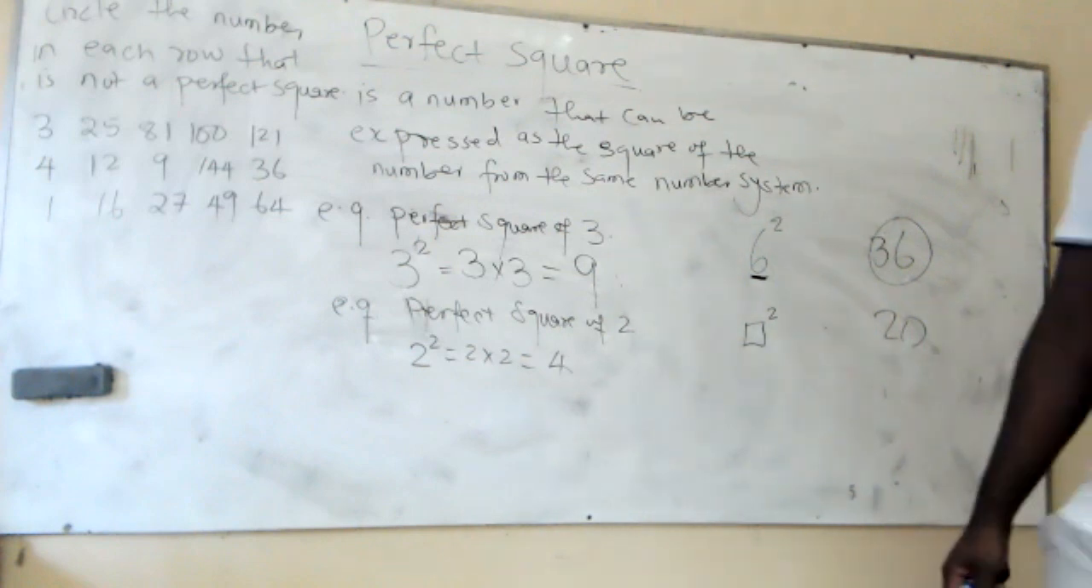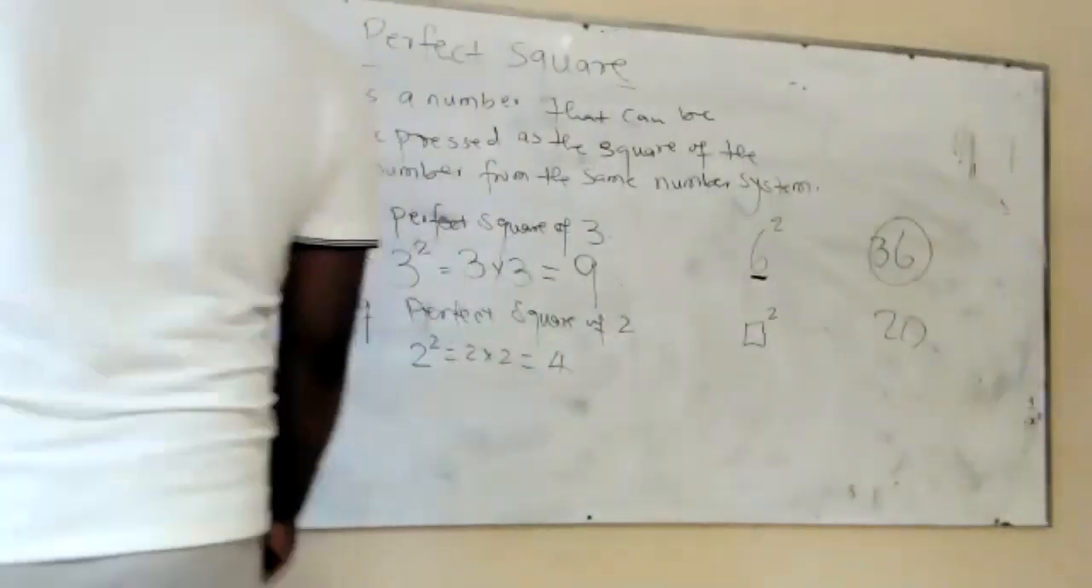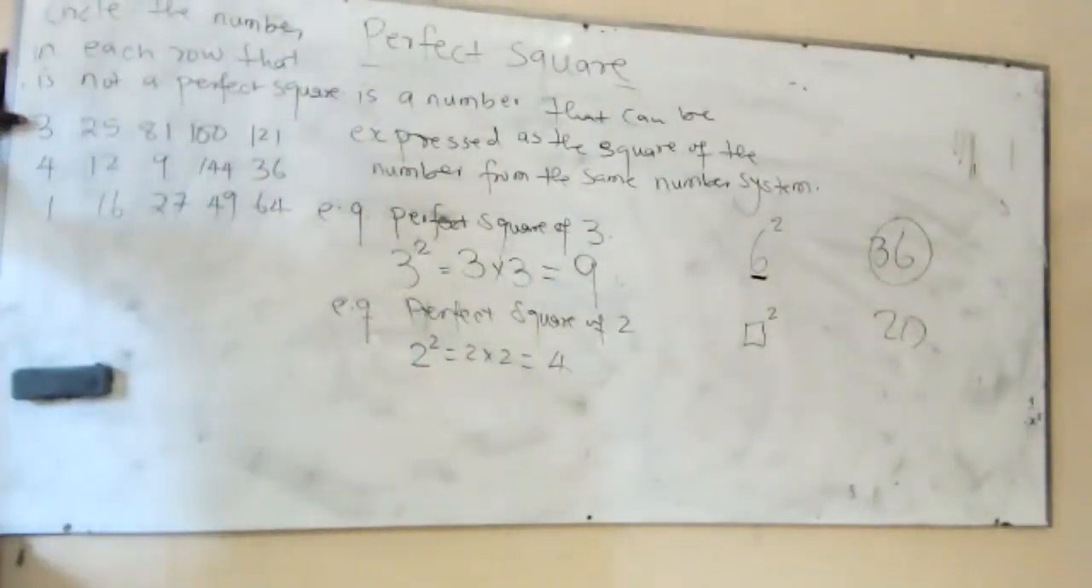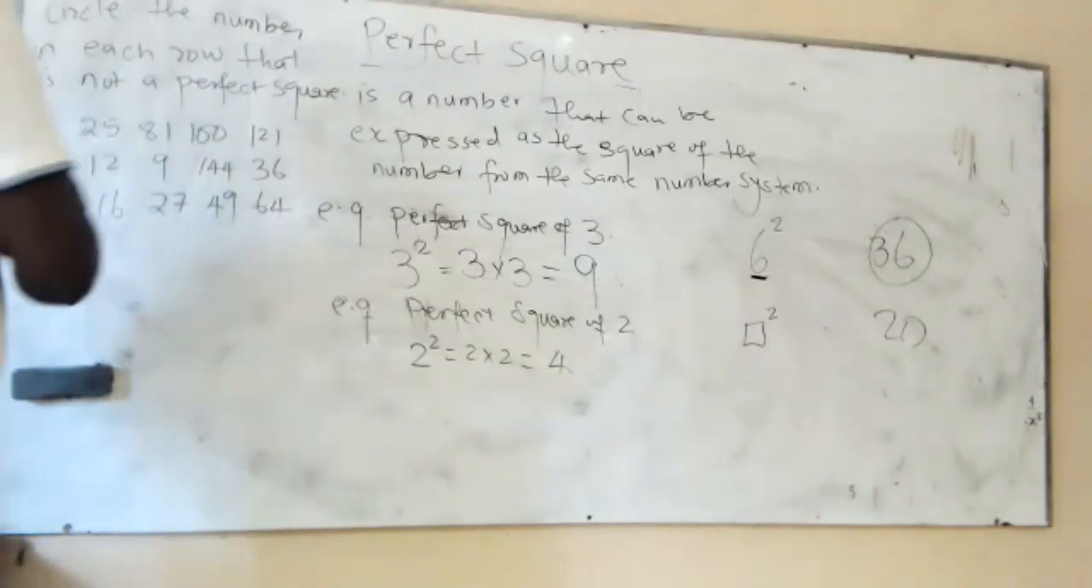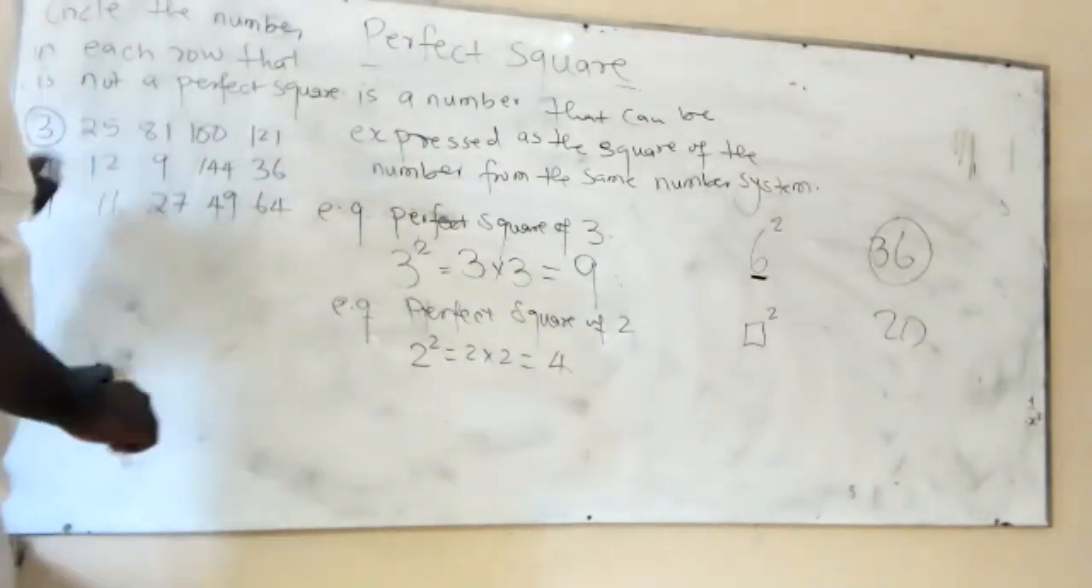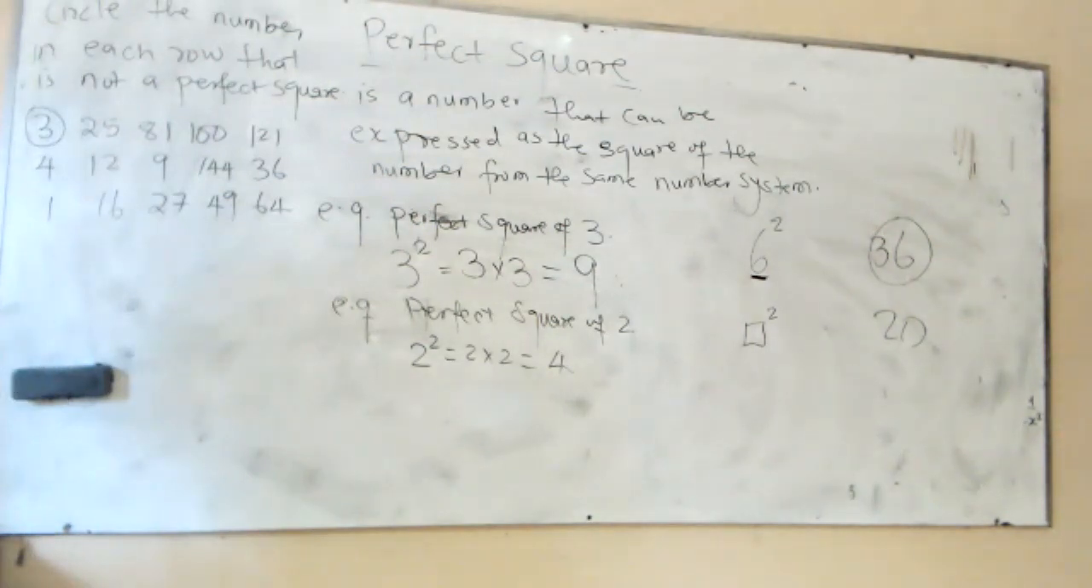All right, now let's identify those which are not perfect squares. Let's start with the first one. Is 3 a perfect square? No, it's not, because there is no number which, when you square, you obtain 3. So therefore, let's circle 3. Is 25 a perfect square? Yes. Why do we say it's a perfect square? Because 5 to the power 2 gives us 25.